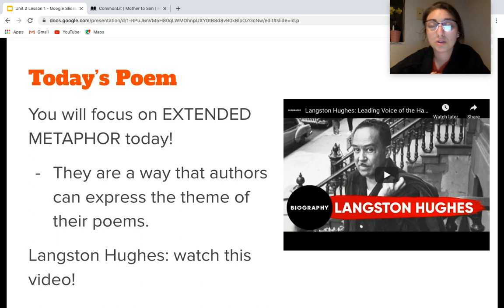So I want to show you a little bit about who Langston Hughes is. Langston Hughes is the person that wrote the poem we're going to be reading today. I just want to give you this little bit of background knowledge on him so that when you read the poem, you kind of understand where he's coming from.